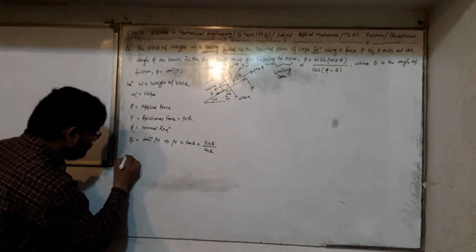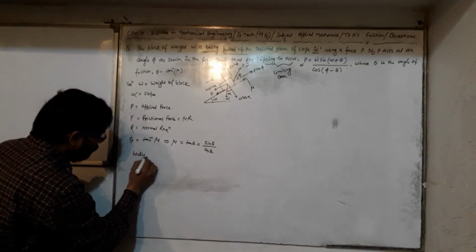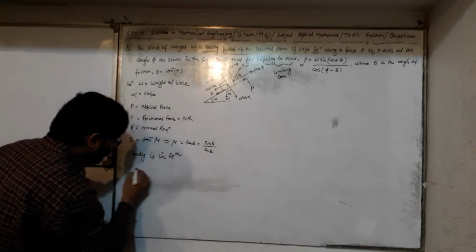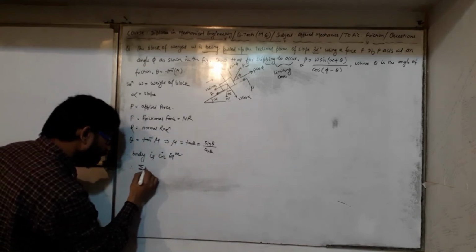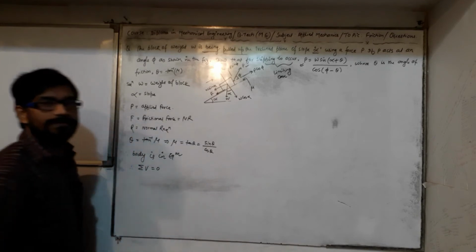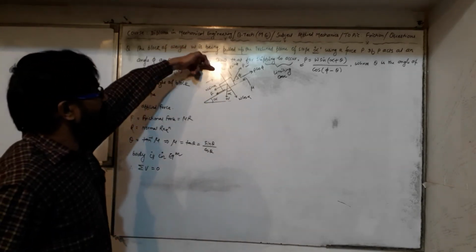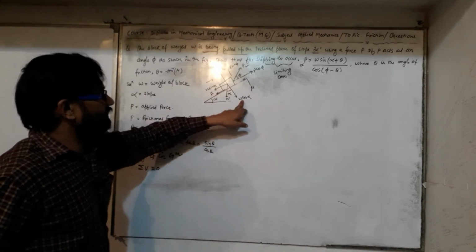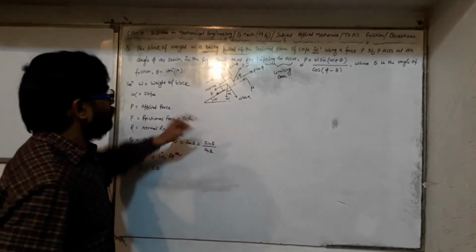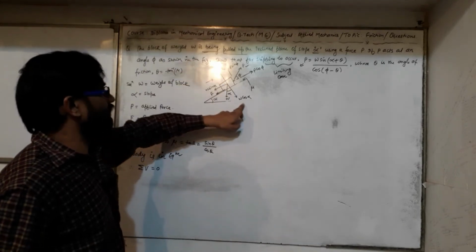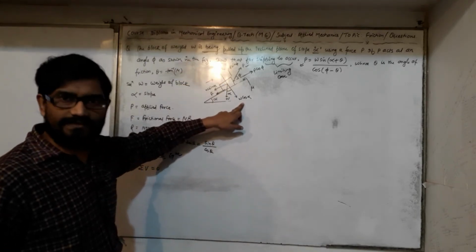We can say since the body is in equilibrium, therefore the summation of vertical forces is equal to 0. So how many forces are acting vertically? One is R, another is P sin phi, another is W cos alpha. If I am taking vertically upward as positive, then vertically downward must be taken as negative.